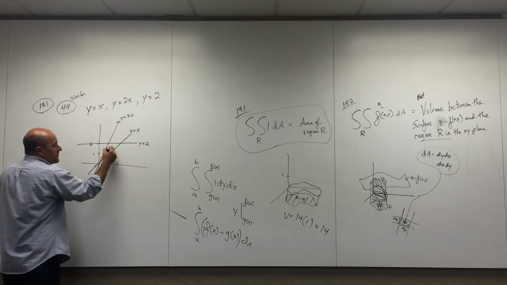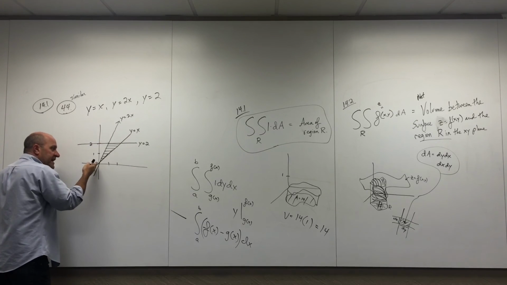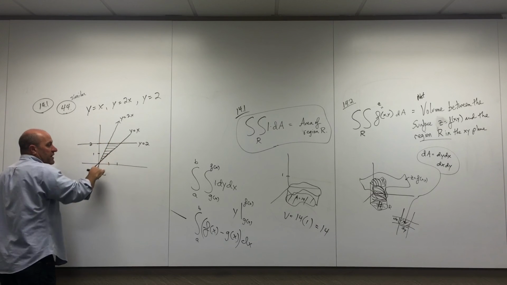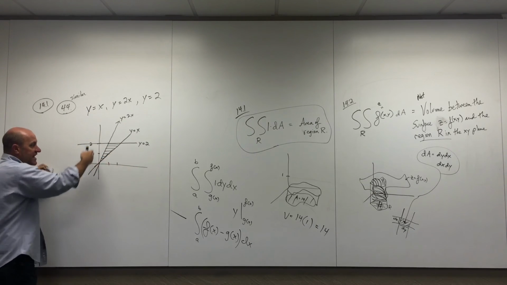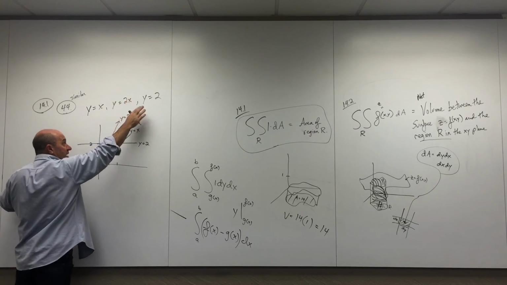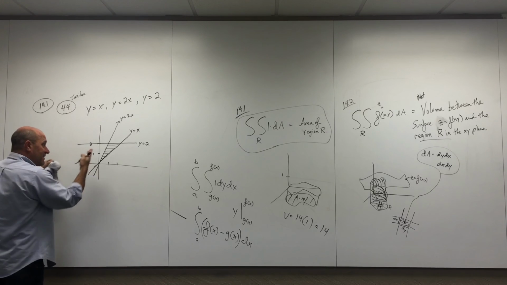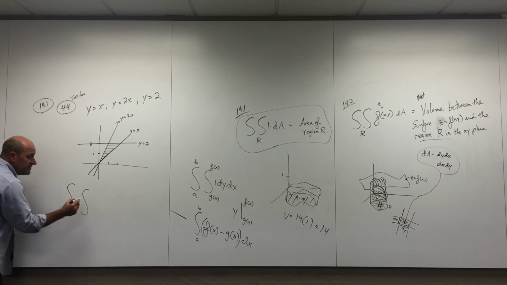So this one's easy. It's this region, of course. I mean, it's got y equals 2 boundary, y equals x boundary, and y equals 2x boundary. Nobody said this was a boundary, so don't assume it is. Please don't assume it is. So just use the boundaries that are given and there's the region.